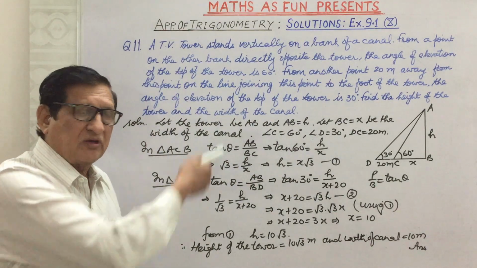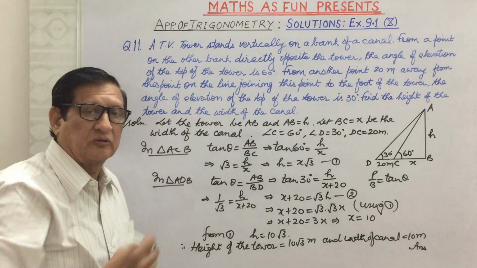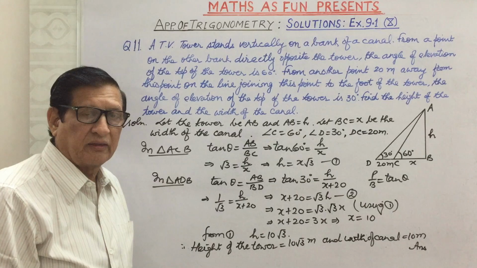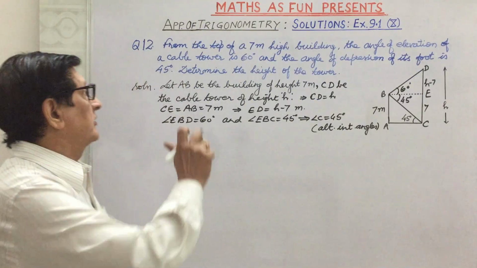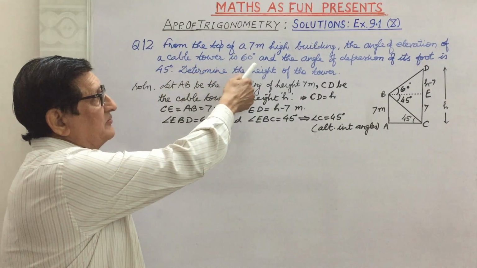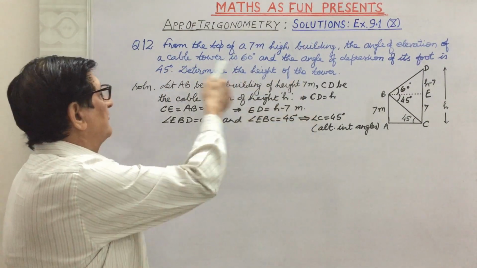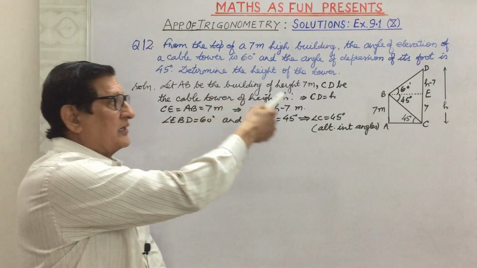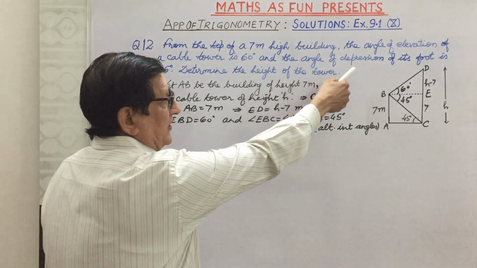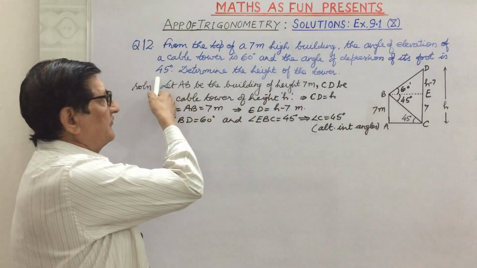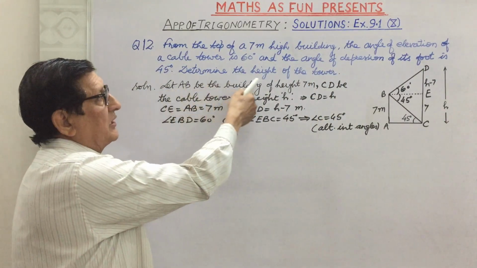This is the way we can find out the solution of this particular problem. Now we will be proceeding to question number 12. Question number 12 here is, from the top of a 7-meter high building, the angle of elevation of a cable tower is 60 degree and the angle of depression of its foot is 45 degree. Determine the height of the tower.